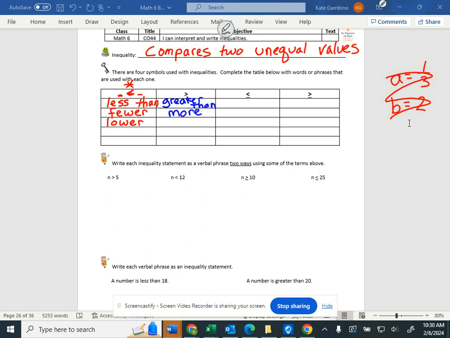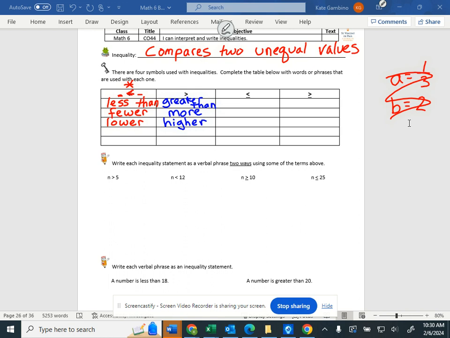If less than is fewer, greater than is more. So if less than is lower, greater than is Callie? Higher. Let's look at our next symbol. What does our next symbol stand for?